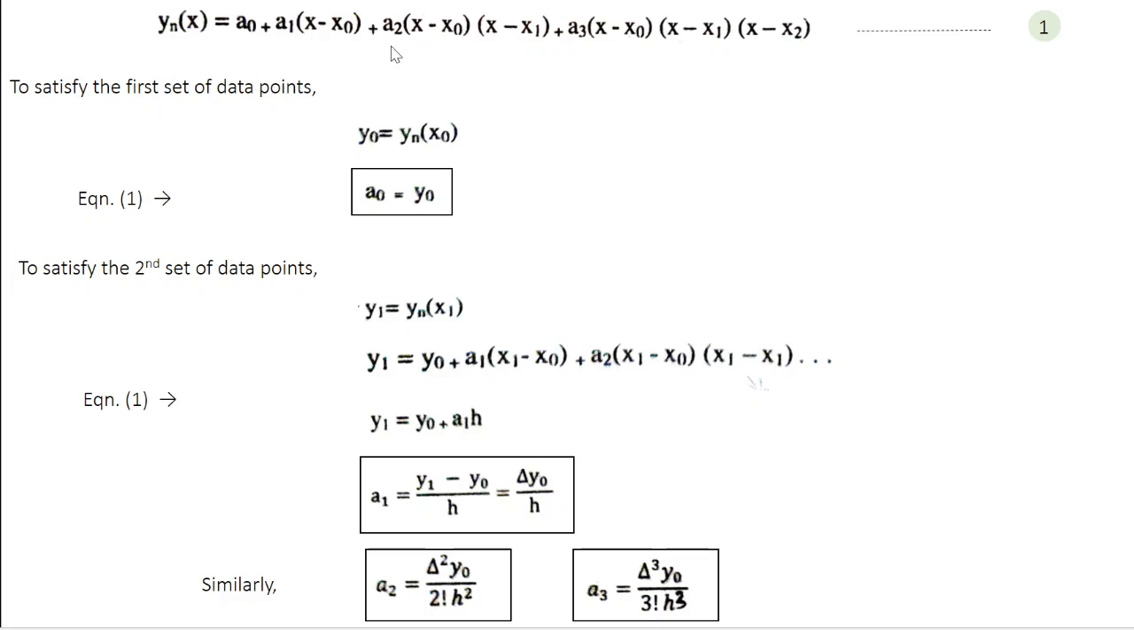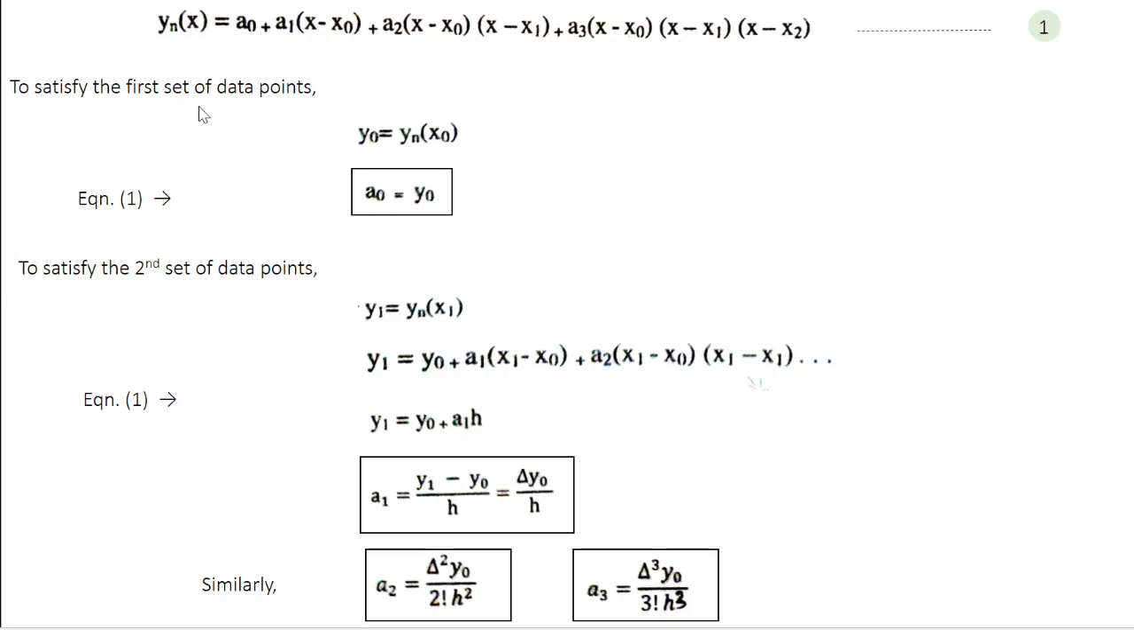I hope now you have understood the general methodology, right? So if you want to find out the constant a2, basically you have to go to the third set of data points x2, y2, follow the same procedure, and you will find that a2 equal to delta square y0 divided by 2 factorial by h square. So this is the general form of the equation. So the next term you can write straight away without doing any derivation. a3 is going to be delta cube y0 divided by 3 factorial into h cube. Same way you can find all other constants.